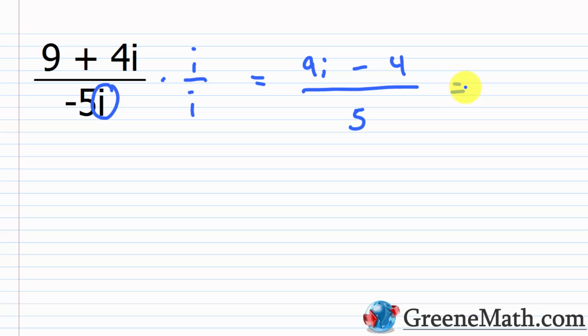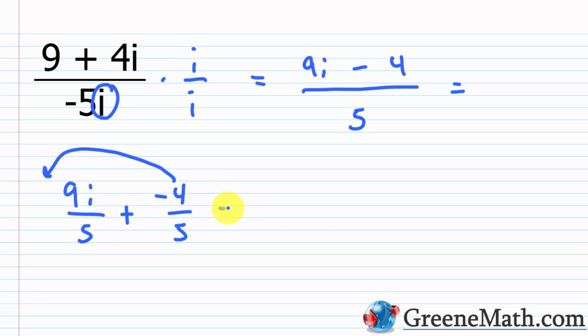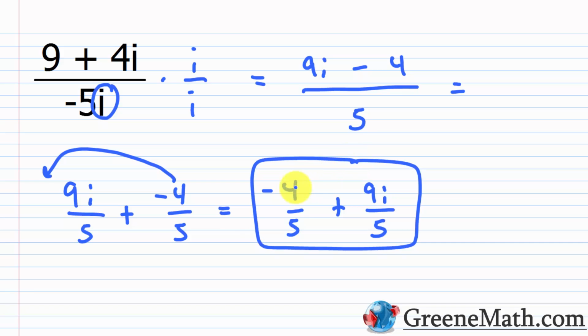If you wanted to, for the sake of writing this in standard form, you could reorder this. First, you could break it up as 9i over 5, then plus -4 over 5. And then you want the real part out in front. So you would say this is -4/5, that real number, then plus your imaginary part, which is going to be the 9i over 5. So you've got your real part of -4/5 plus your imaginary part of 9/5 times i.